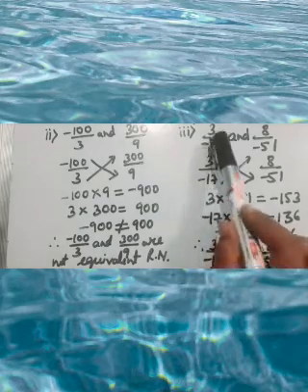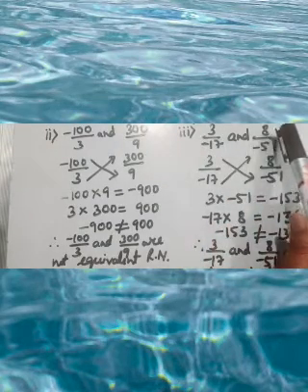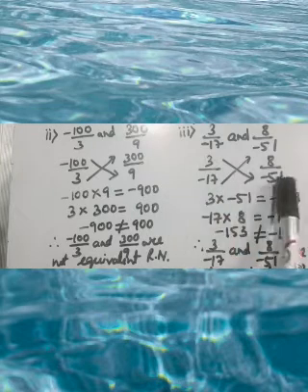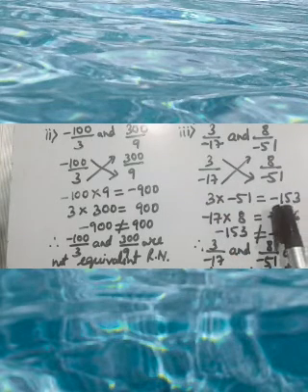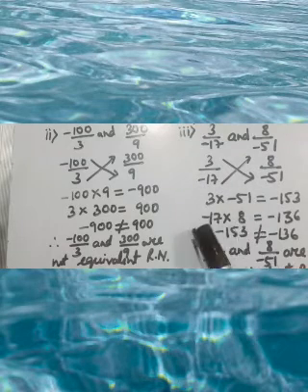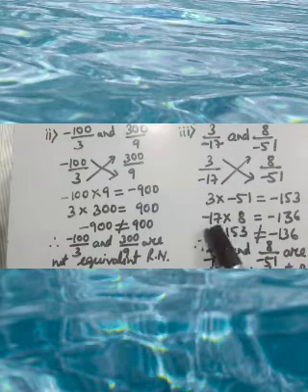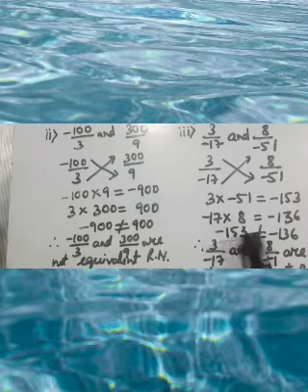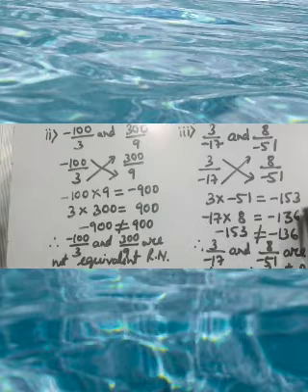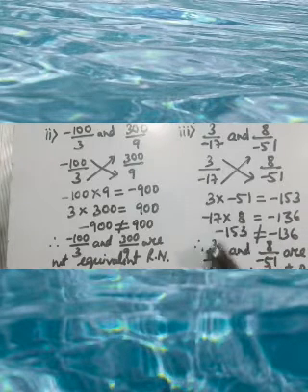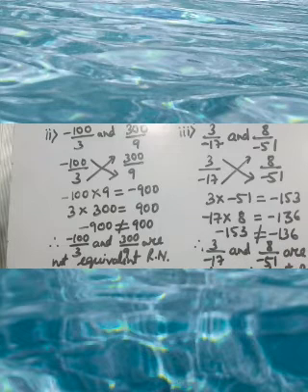Then we have 3 by minus 17 and 8 by minus 51. Cross multiply. 3 into minus 51, which is equal to minus 153. Here minus 17 into 8, minus into plus is minus. 17 8s are 136. Therefore, we have minus 153 not equal to minus 136. Therefore, we can write that the two rational numbers are not equivalent.